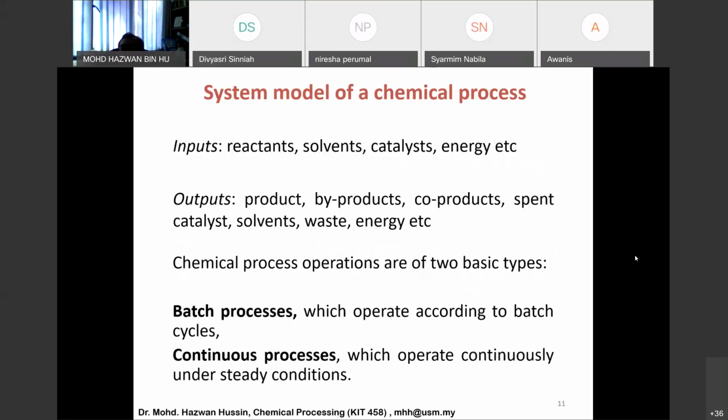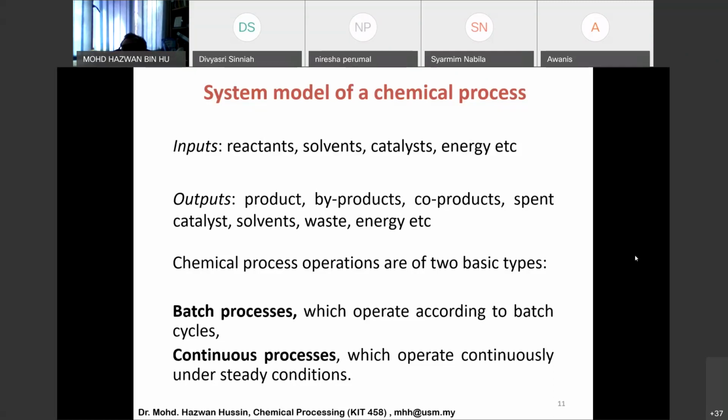Of course, in chemical processing, we have inputs, which are the raw materials or the reactants. Then you also have your mobile phase, which is the solvent, used to dissolve the reactants and so on. We also have catalysts to accelerate the process. And finally, we also have energy, like heating or others, depending on the type of process we are dealing with. The outputs will be the products, and you will also have byproducts or co-products.